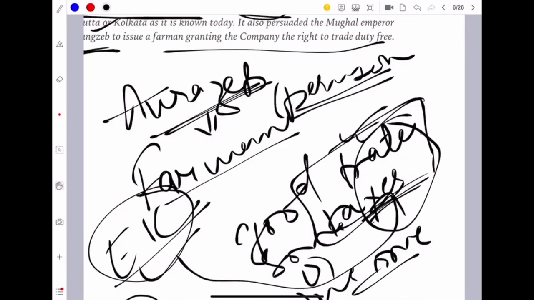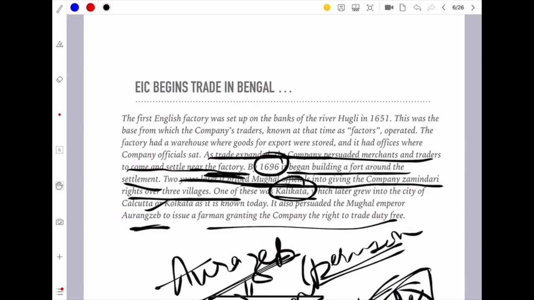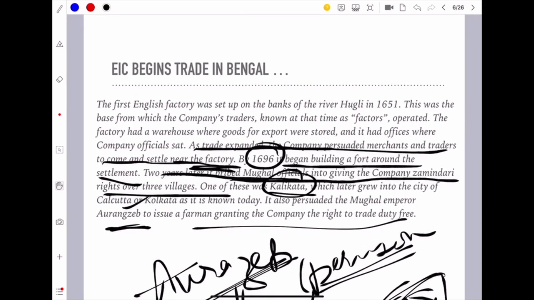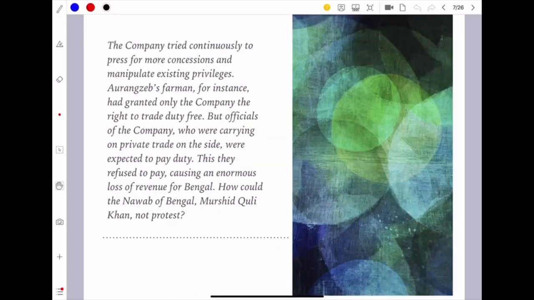Wasn't it a stupid decision, by the way? Yes, it was. It gave the Britishers a golden opportunity. The company tried continuously to press for more concessions and manipulate the existing privileges. Aurangzeb's farman, for instance, had granted only the company's right to trade duty-free. But the officials of the company who were carrying on private trade were expected to pay the duty. This they refused to pay, causing an enormous loss of revenue for Bengal.